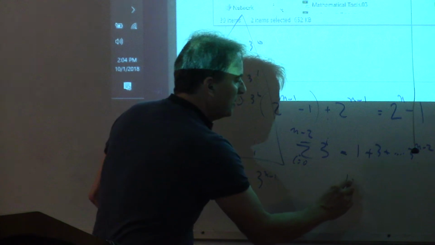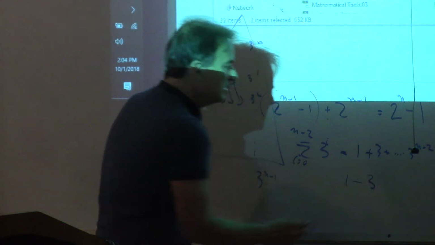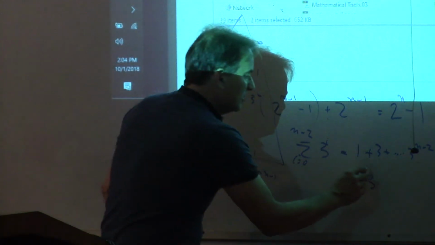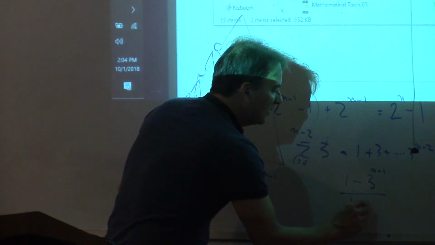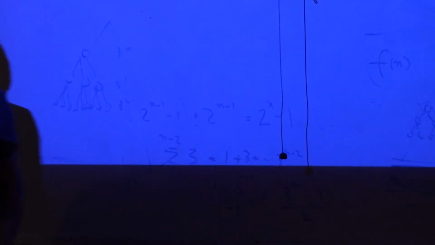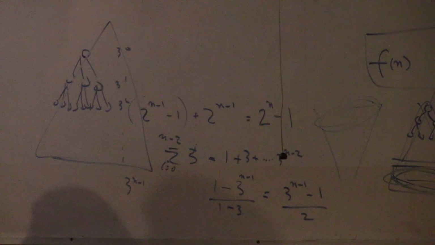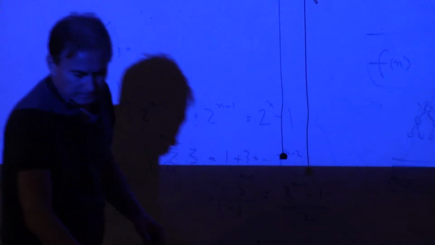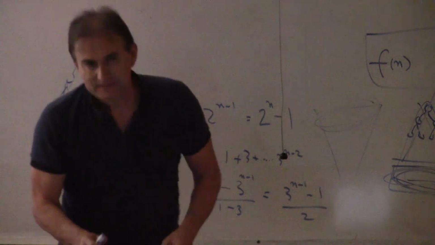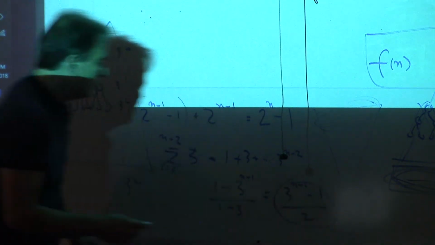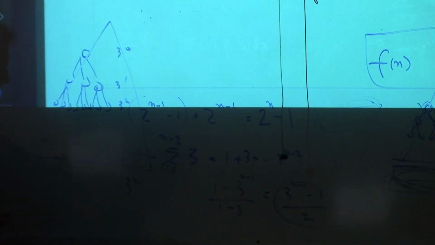A is the first term, minus a times r to the number of terms. This is 3 to the 0, so I think it's going to be n minus 1, divided by 1 minus r. Multiplying top and bottom by negative 1, we get 3 to the n minus 1 minus 1 over 2. So that is the amount of work being done up to the very last level.